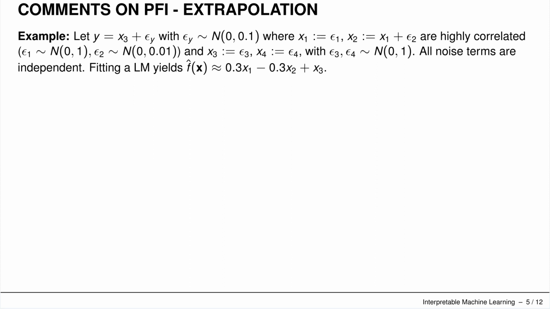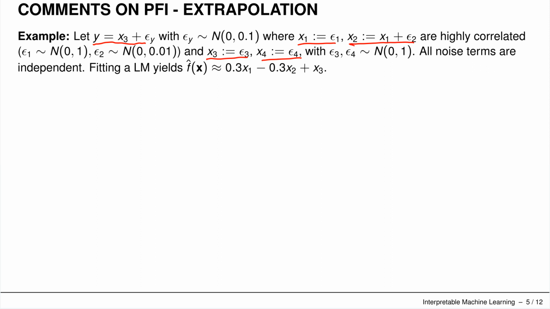So let's start with the extrapolation issue. Let's take a very simple example where our target Y only depends on the feature X3 and some random error. X1 is just noise and X2 is X1 plus noise. So those two are very highly correlated. Then we have X3, which is noise, and X4, which is noise. And all noise terms are independent.